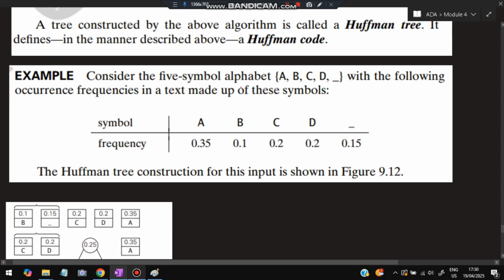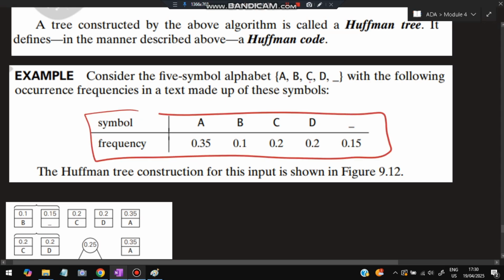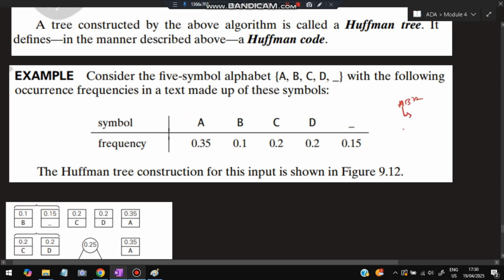Now see, 5 letters are given: A, B, C, D, and underscore, with the following frequencies of occurrence. Our text is made up of these symbols. They will be giving you the symbols and the frequencies in the question, and they'll be asking you to find the Huffman code or Huffman tree, or they will give you a combination of letters to encode, or they'll give you some numbers and you should be able to decode them, which means getting the letters back. All these things I'll discuss.